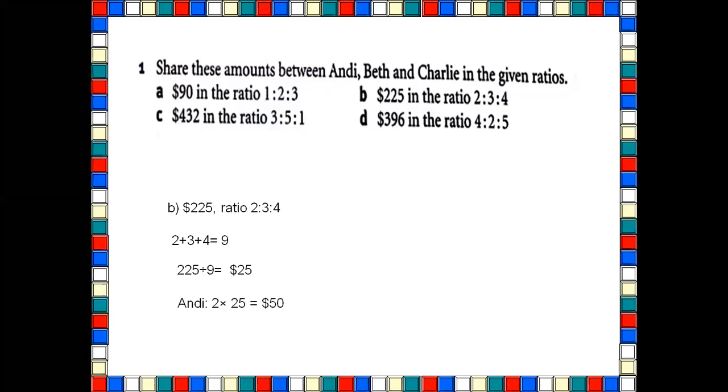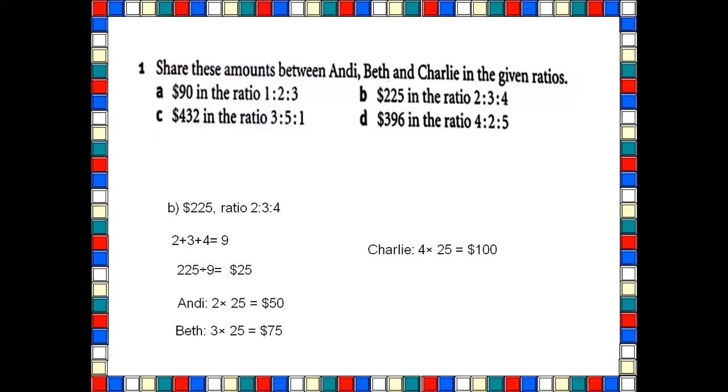We multiply 2 by 25, which equals 50. Okay, and then we multiply the 25 by 3, which equals 75. Excellent. This is Beth. She gets $75. And Charlie, we will multiply the 25 by 4, which equals 100. Excellent, yes. So this is Charlie, 4 times 25, which is $100.